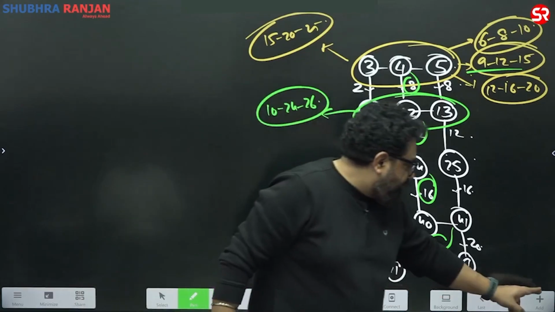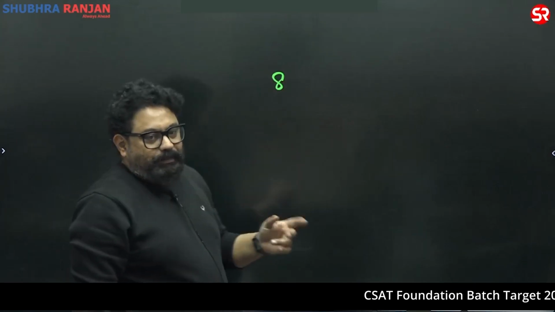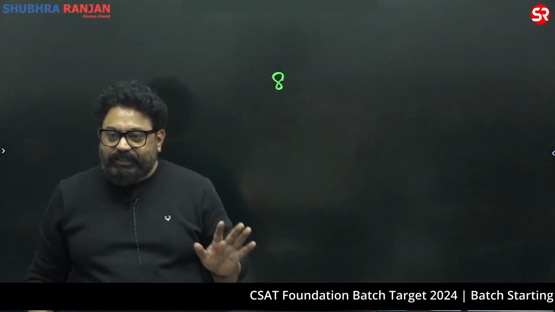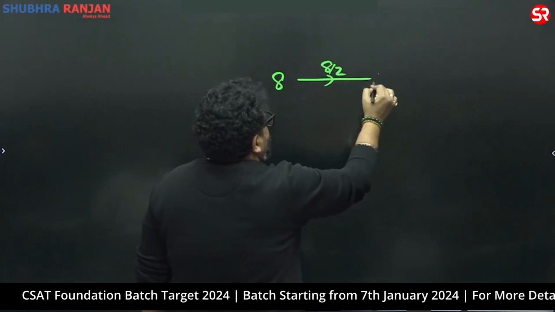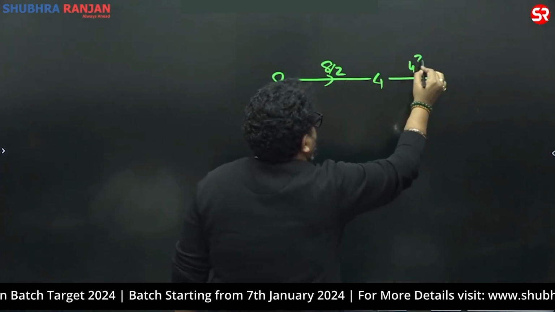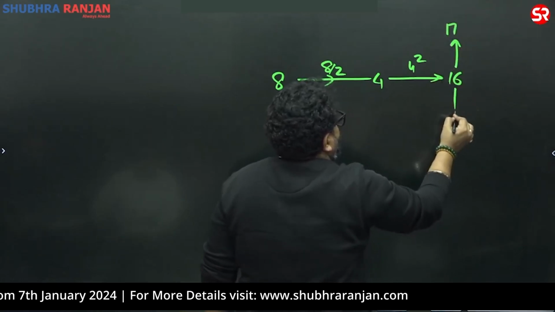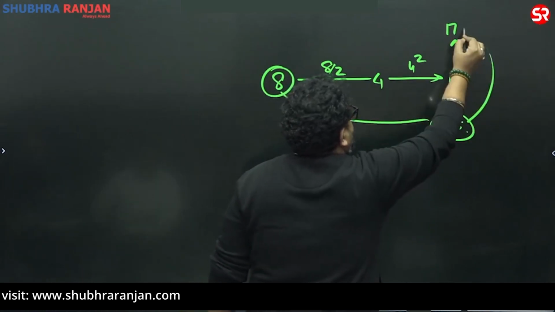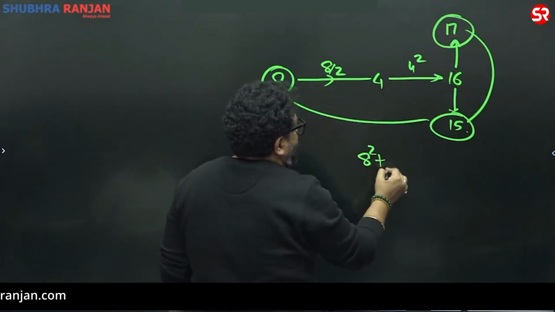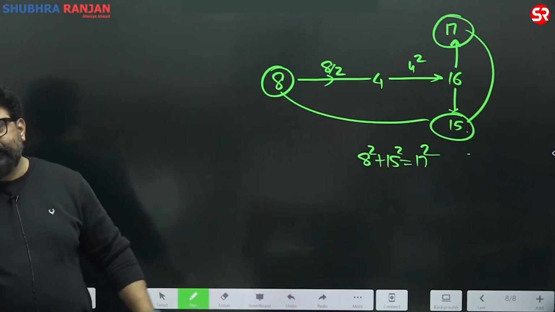So now see the magic, right? Suppose you want a Pythagorean triplet starting with 8. Just pay attention. What is half of 8? 4. What is 4 square? 16. What is a number bigger than 16? 17. What is a number smaller than 16? 15. So 8 square plus 15 square is 17 square. Check it. 8 square plus 15 square is 17 square. Done. The trick for even numbers.